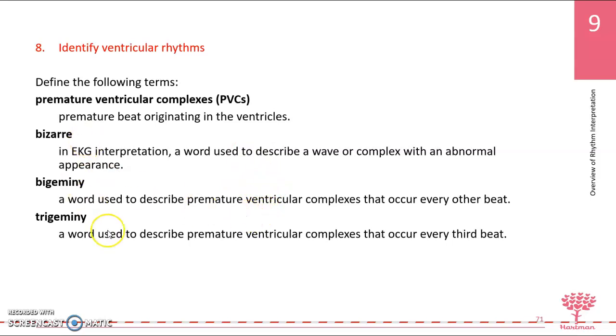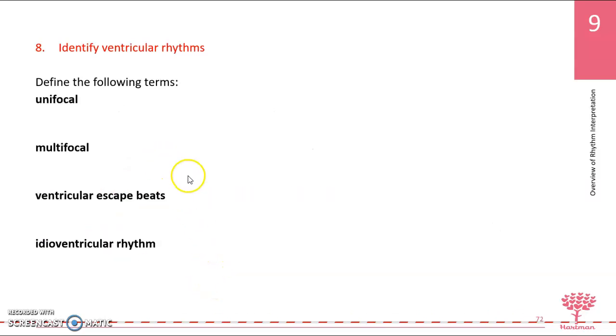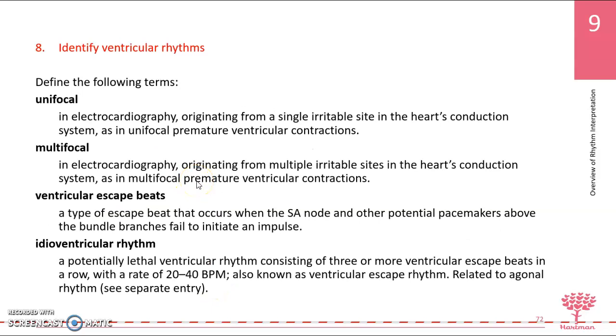So this is just some vocabulary for you to remember. Bizarre should be pretty straightforward for you. It just means something abnormal. Bigeminy and trigeminy: when you see premature ventricular contractions every other beat, that's bigeminy. Trigeminy is every third beat. So that should be straightforward. Bi and tri, you should know what those mean.